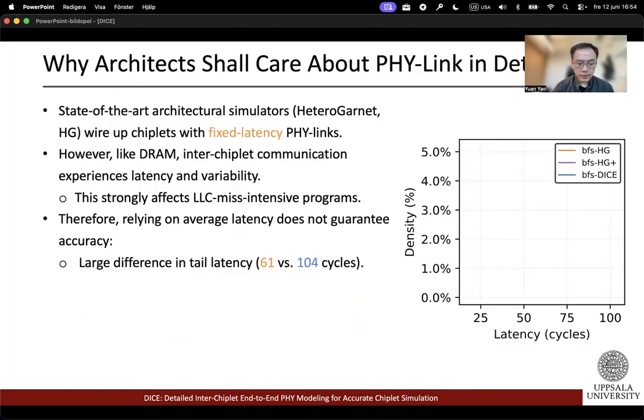To model such a chiplet system, the common approach in architectural simulators for chiplet, such as HeteroGarnet, is to model these links with fixed latency. This is convenient, but it hides all the detailed behavior of PHY links. These behaviors matter because fixed average PHY latency is not enough, especially for evaluating LLC-intensive, synchronization-heavy workloads, where dependent load chains can amplify a few long-latency events into many stalled cycles.